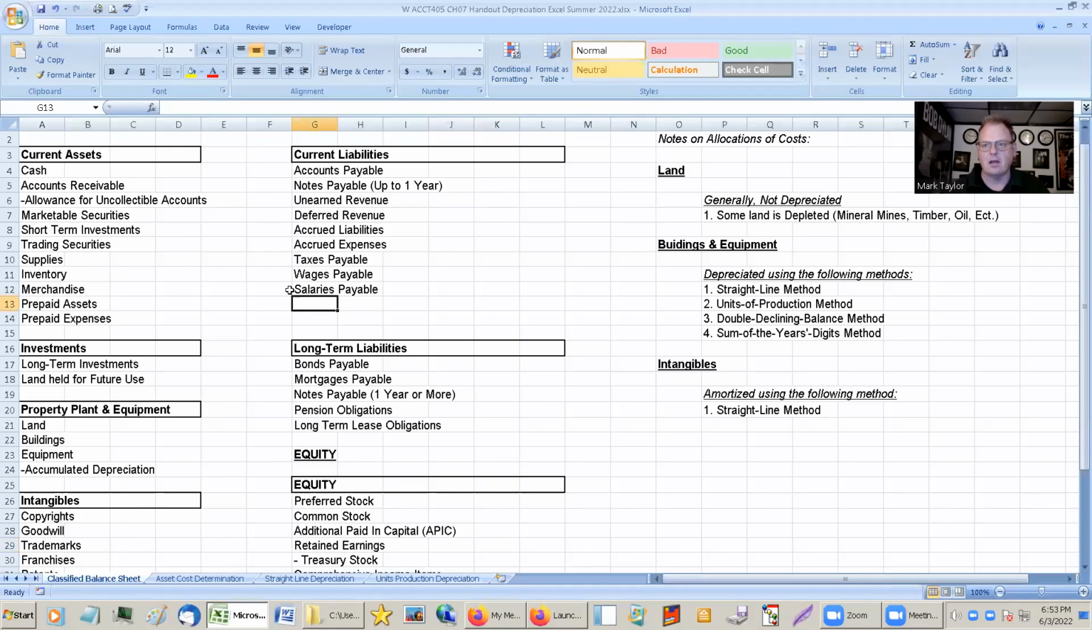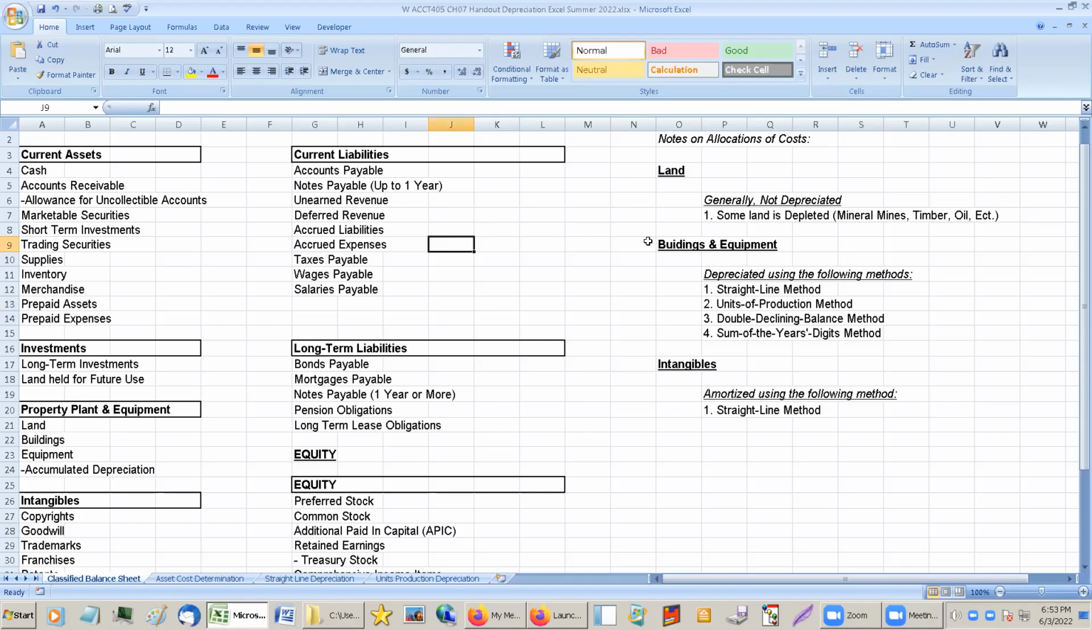This chapter, chapter 7, is on depreciation. Mostly. It's actually taking the cost of an asset and allocating it.